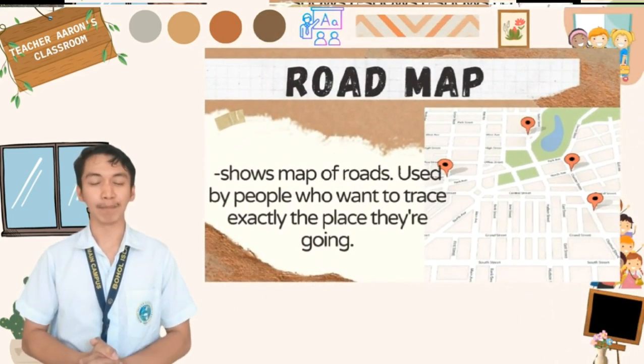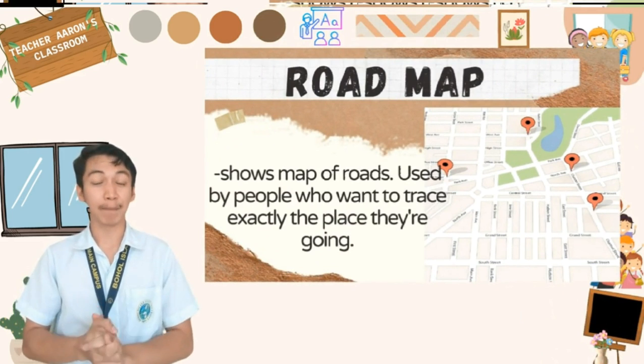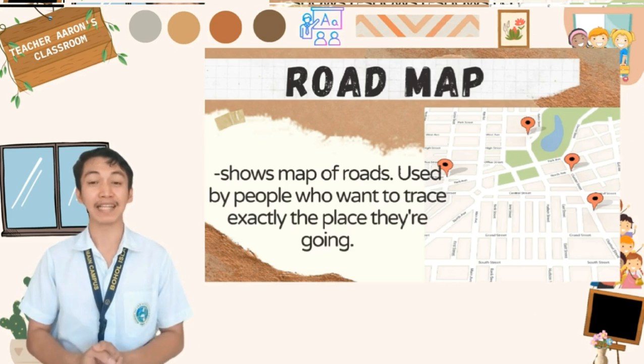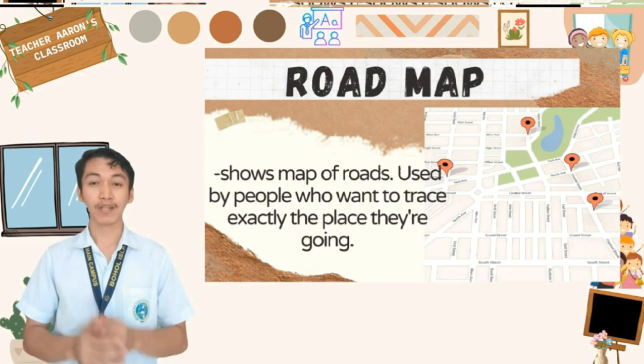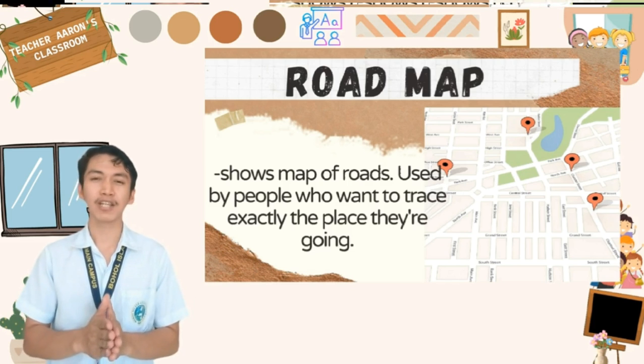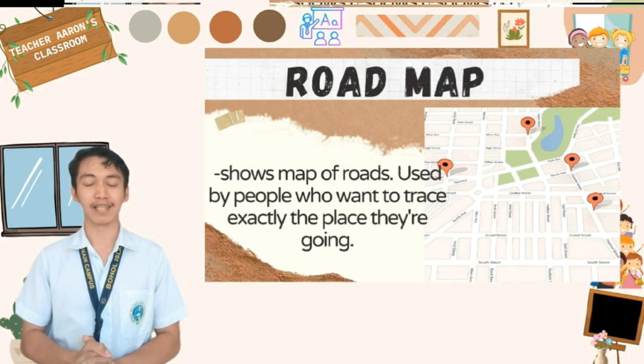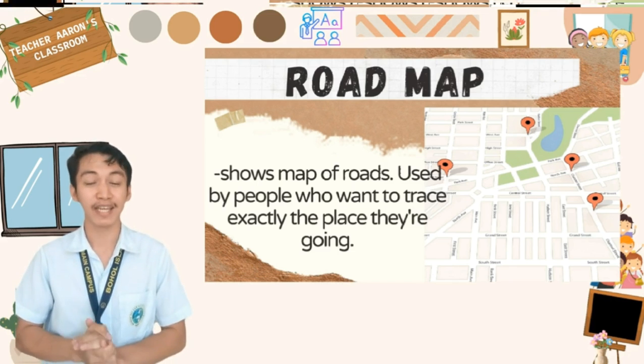Next is the road map. This map shows the map of roads. This is usually used by people who want to trace exactly the place they're going to. So tourists usually use this, especially when they are unfamiliar with the place and they want to go to a specific destination. So this map is all they need.